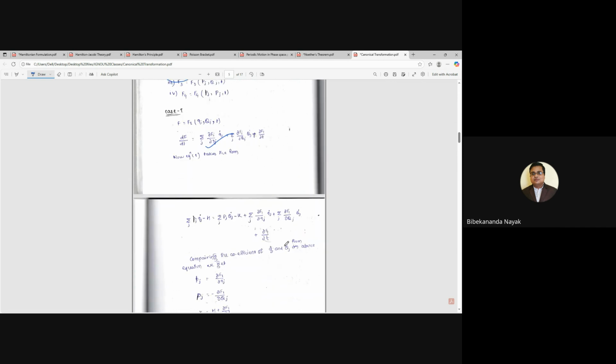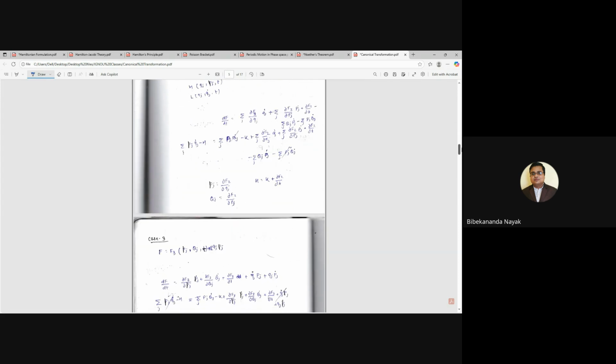if for F1 we take q, Q, t, then differentiating it, you get this del F by del t. Comparing with the summation of Pj Qj dot minus H, we can find a set of equations. Small Pj is equal to del F by del qj, capital Pj is minus del F by del Qj.